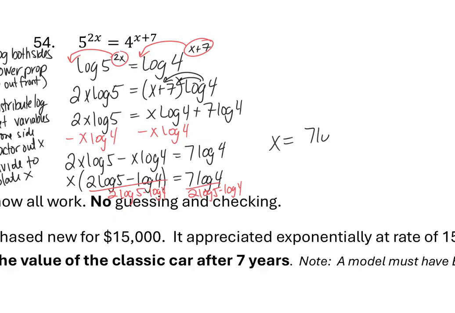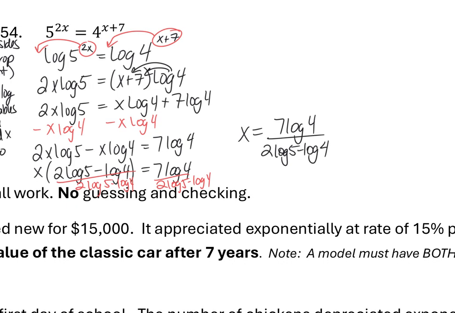X equals 7 log of 4 over 2 log 5 minus log of 4. And then we have to be able to get this decimal correctly. Okay, so we're going to, in parentheses, in our calculator, we're going to do parentheses. And your calculator usually opens that parentheses, so you're going to close it, and then you're going to put a second parentheses. Then you're going to open parentheses in front of the 2, and then it'll give you these parentheses, and then you're going to close it afterwards. That's how you're going to make sure you get the right answer.